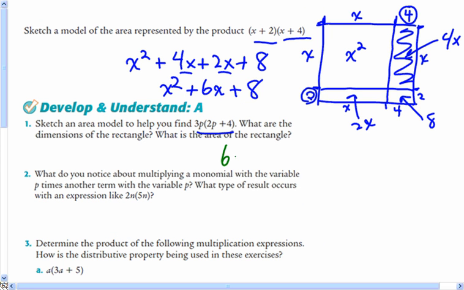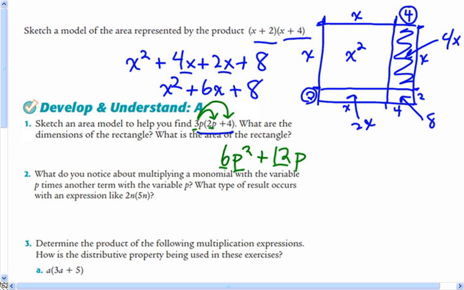And thinking about the distributive property, we would just multiply 3p times 2p. Well, 3 times 2 is 6, and p times p is p squared. And we're going to multiply 3p times 4. 3 times 4 is 12. And we have a p there times 1, which is just p. So we get 6p squared plus 12p.